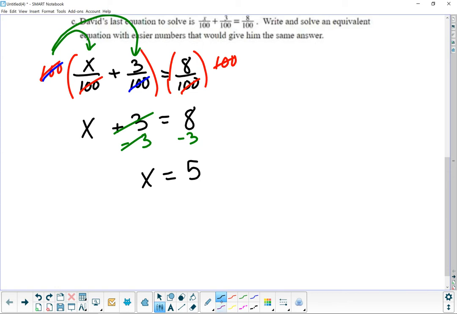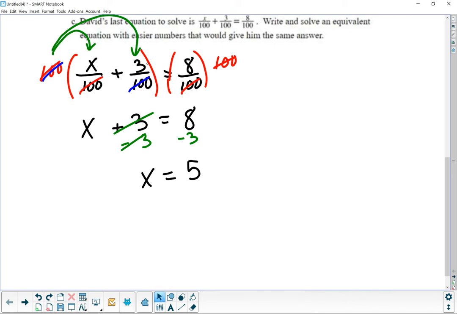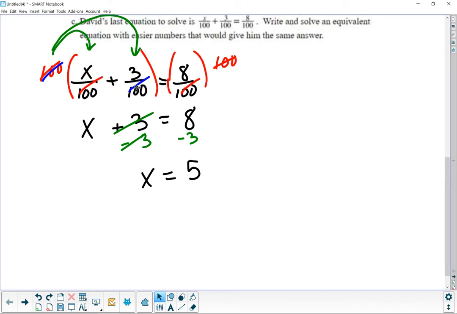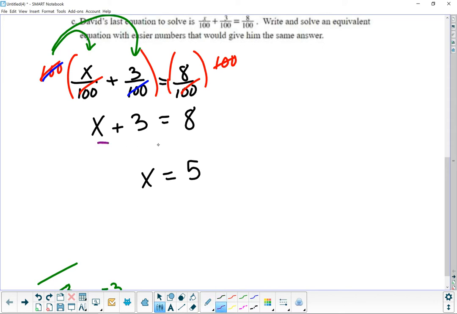Okay, so first you have this equation here. That's your original equation. This equation here is your easier one. This is your easier equivalent equation with easier numbers. And then that x equals 5, that is your final answer.